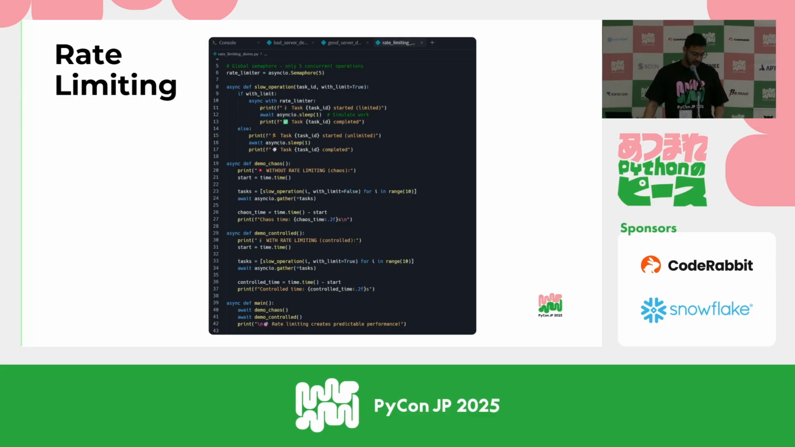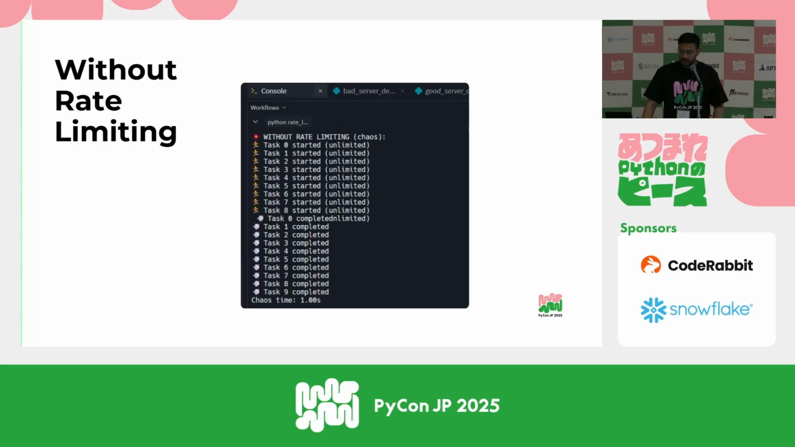Now, rate limiting, in this particular pattern, I have demoed two things. One is with rate limiting, and one is without rate limiting. What are the benefits we get out of it? So first, the chaos part, where we execute multiple requests, maybe 10 tasks, without any rate limiting. Everything executes at once, and the chaos time taken was around 1 second, which is faster, pretty cool.